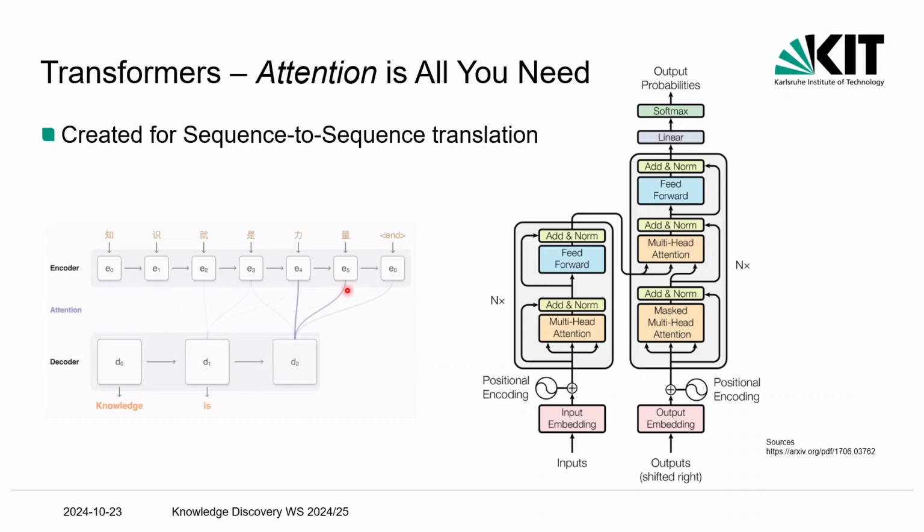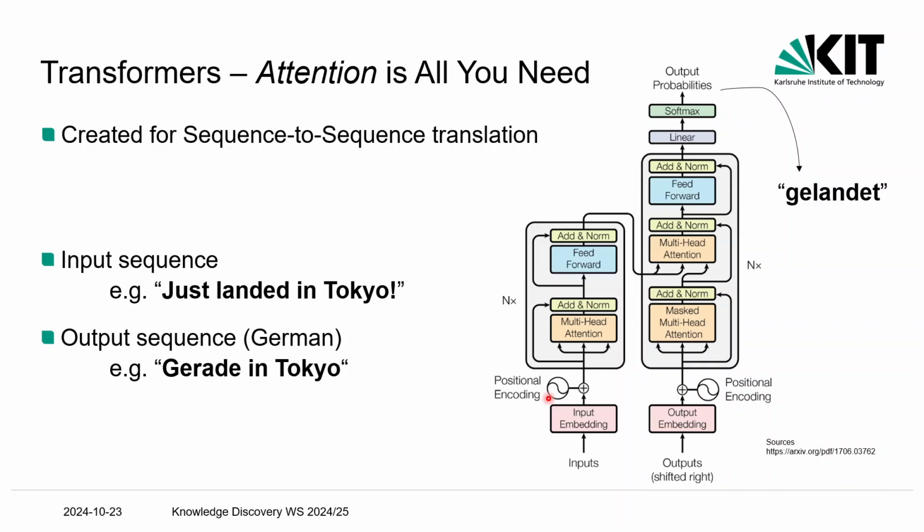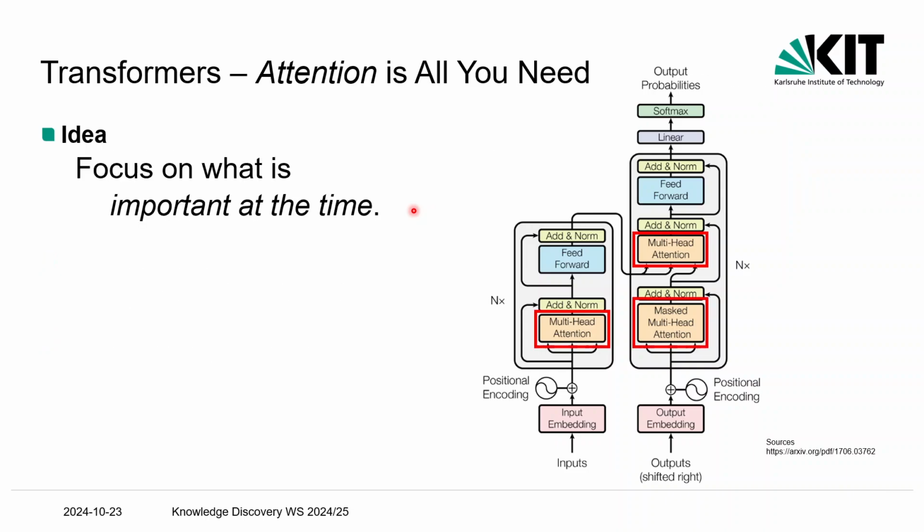So what would the inputs and the outputs here be like? For instance, you might have an input sequence of just "land in Tokyo", and then an output sequence of "gerade in Tokyo", and then you want to get "gelandet" out of it. So this is the kind of sequence-to-sequence translation task it was made for initially. But we'll set the focus now on the attention mechanisms.